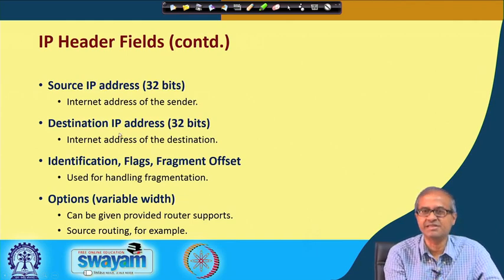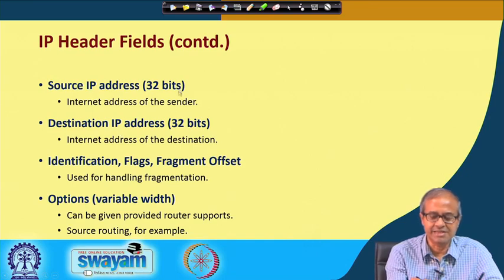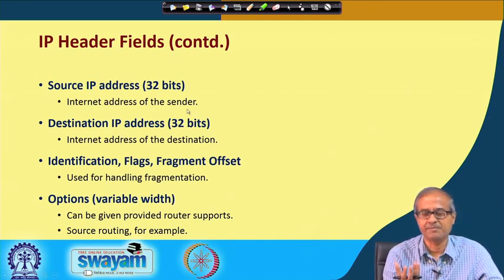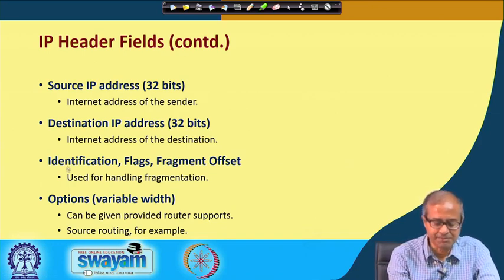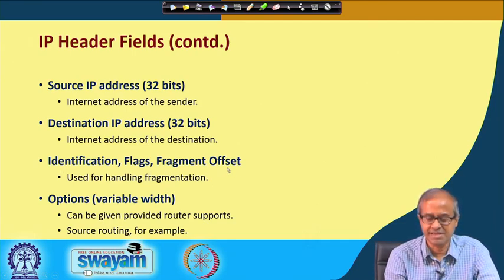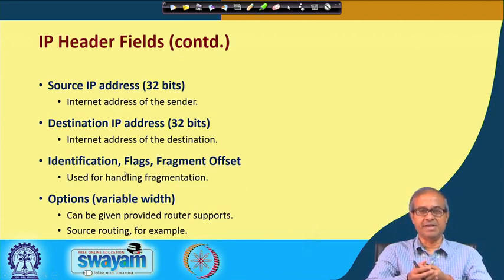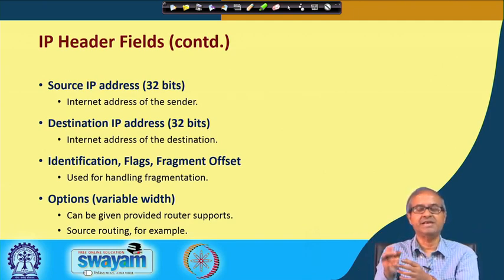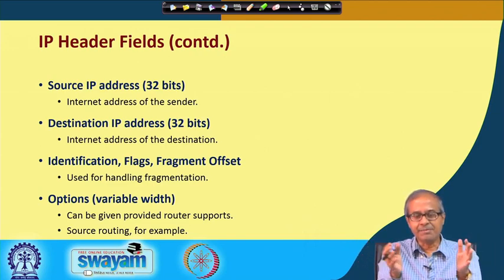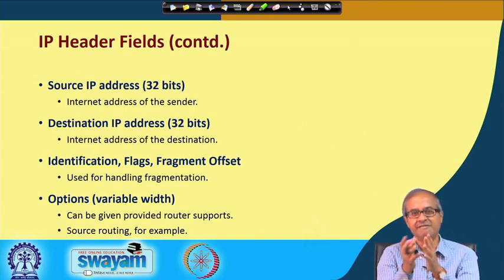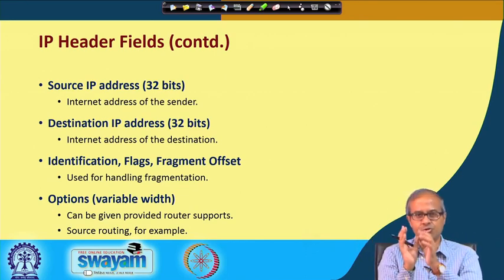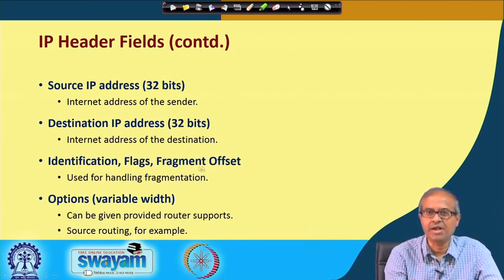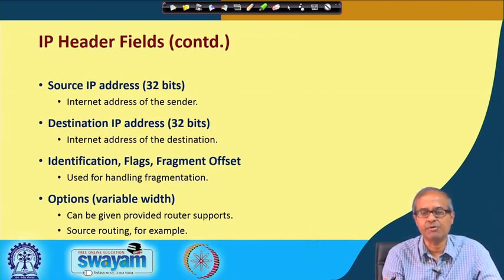Then of course, you have the source and destination IP addresses. As I said, these IP addresses are 32-bit addresses. Then you have some other fields which we shall be discussing later, like identification, flags, fragment offset. These fields are used for fragmentation. Whenever the IP layer requires to break a packet into smaller packets, and again it may have to combine those smaller packets together into a single packet. These are called fragments, fragmentation and reassembly. So, to support that, these 3 fields are required.